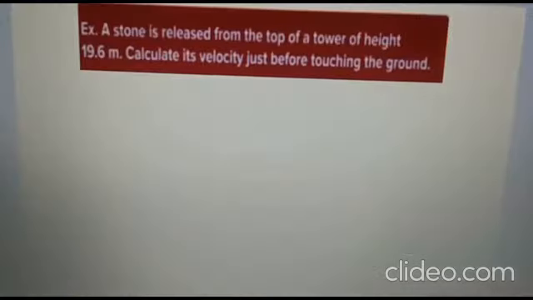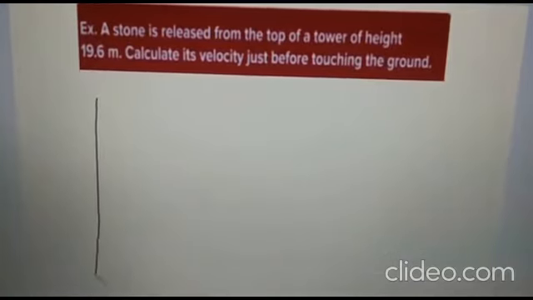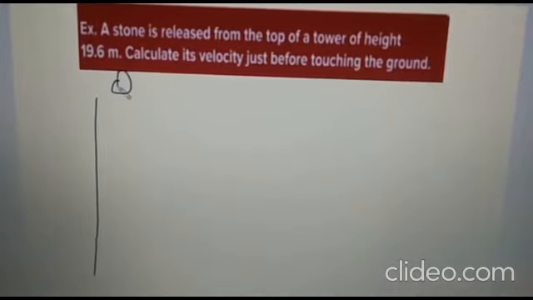Now, a stone is released from the top of a tower of a height. Okay guys, let us make a tower. Okay, this is the tower, and the ball is released from here. Not thrown, but released. Now, the tower's height is 19.6.